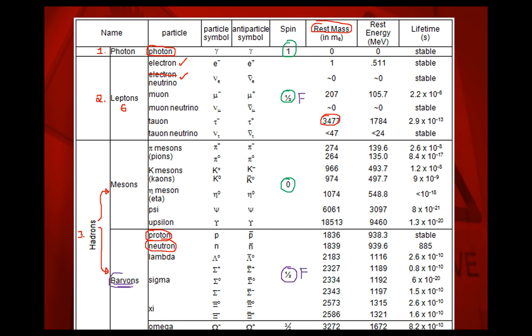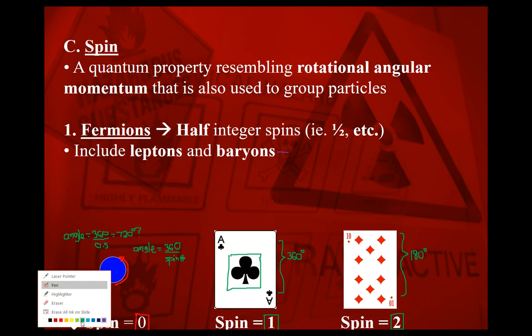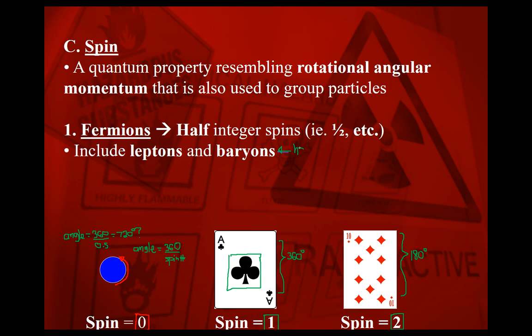So what exactly is a baryon? A baryon is a hadron with a spin of 1/2.